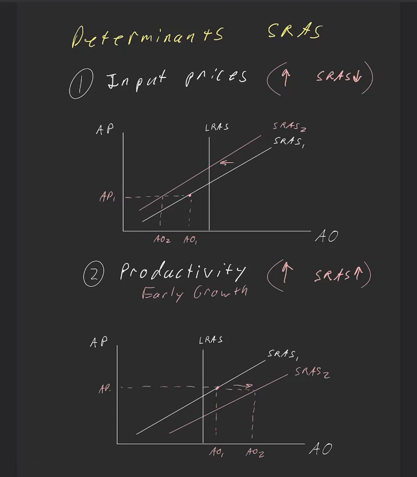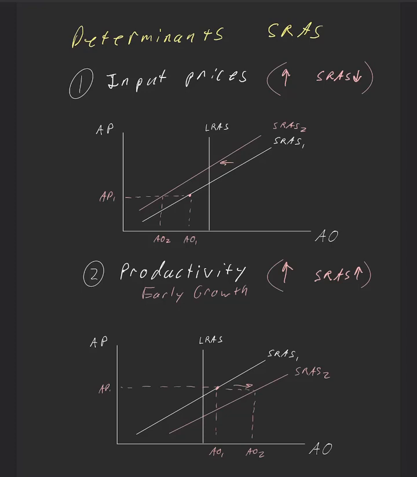If input prices go up, short-run aggregate supply will go down. So short-run aggregate supply 1 is this curve here, and if input prices go up, short-run aggregate supply will go down. Remember, with supply, we move left and right rather than up and down. This is the same reason as we met in the market model with price and quantity.